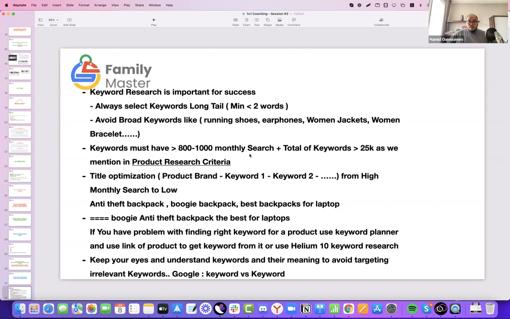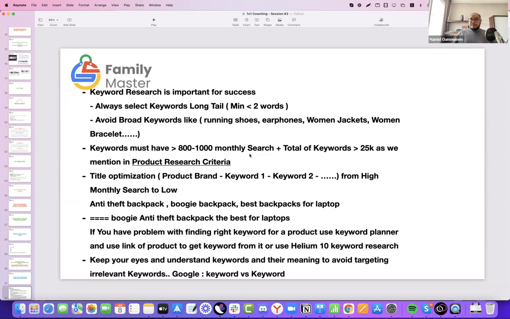It's a minimum of two words, but sometimes you find two words and these two words are still broad. For example, running shoes. Running shoes is something like dog brush. Say we have a buyer looking for running shoes. We don't know exactly what shoes they want. They want Nike, they want Adidas, they want Nike black shoes, maybe some special edition. You don't know exactly what this buyer wants to buy. So we avoid this type of keyword.